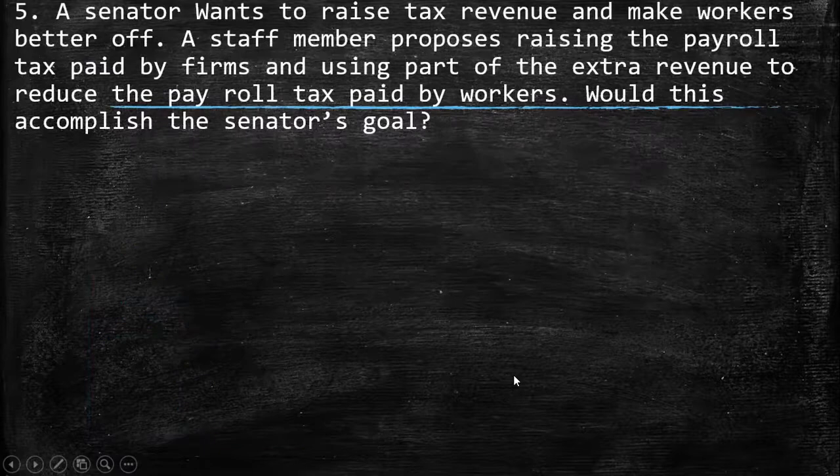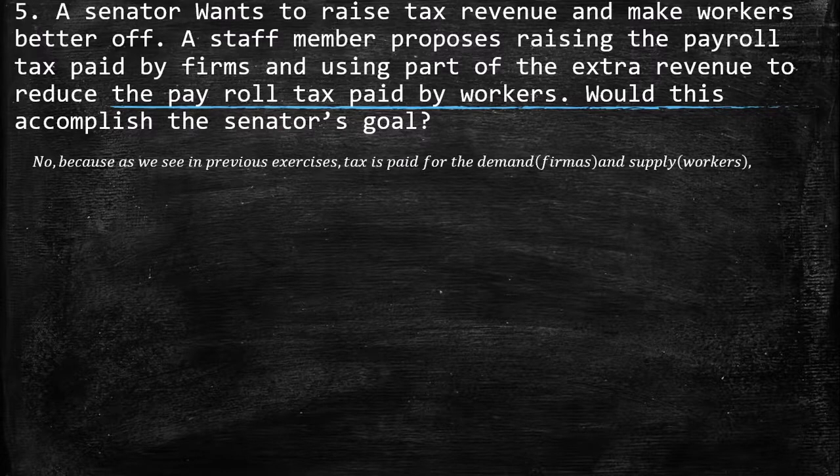So regarding the quantities, we see here that the quantity of beer has decreased with this tax. Okay, the fifth point: a senator wants to raise tax revenue and make workers better off. A staff member proposes raising the payroll tax paid by firms and using part of the extra revenue to reduce the payroll tax paid by workers. Would this accomplish the senator's goal?